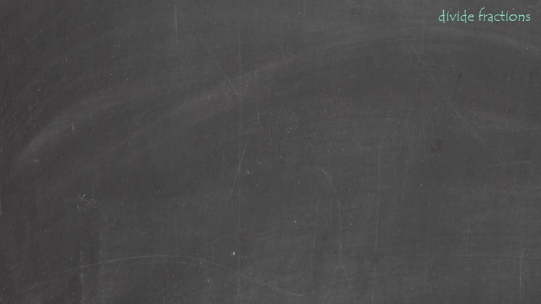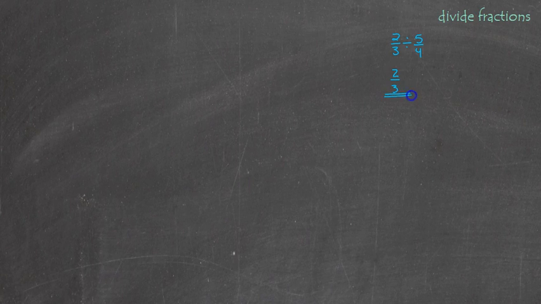So dividing fractions is the second simplest thing we do with fractions. Adding and subtracting are way harder than either multiplying or dividing. So let's look. 2/3 divided by 5/4. You may end up with it looking like this.